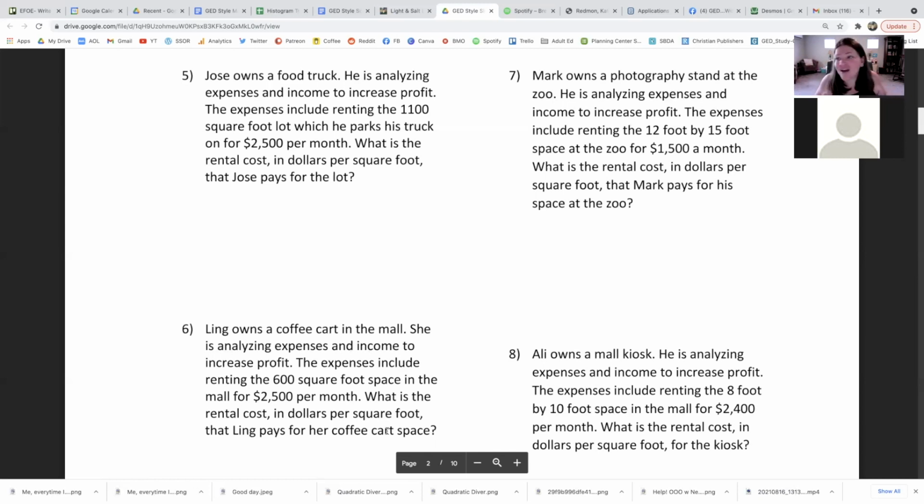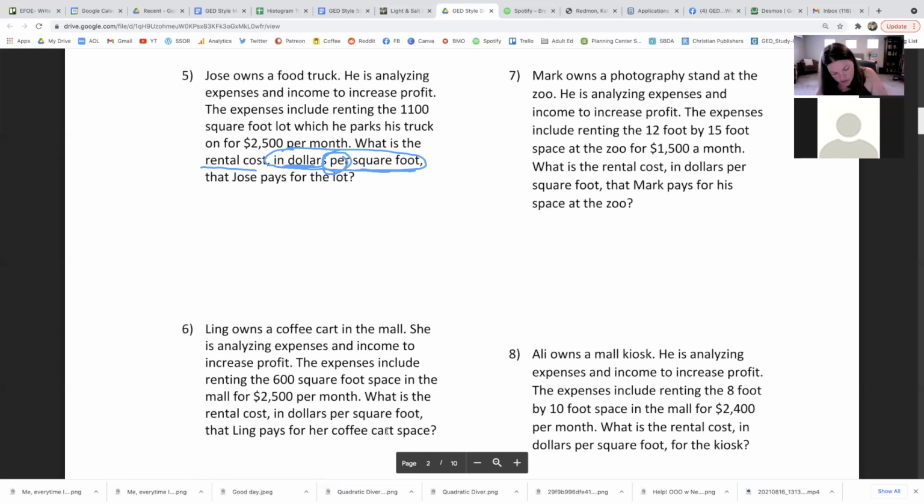I don't have to remember anything about slope. I don't have to remember any formulas. They tell me exactly what to do. They're telling me to find the rental cost, and then they tell me how to find the rental cost. They say in dollars per square foot. There's that unit rate language again. They're telling me to take the dollars and per it, divide it by the square feet in order to figure out the unit rate, the dollars per square foot.